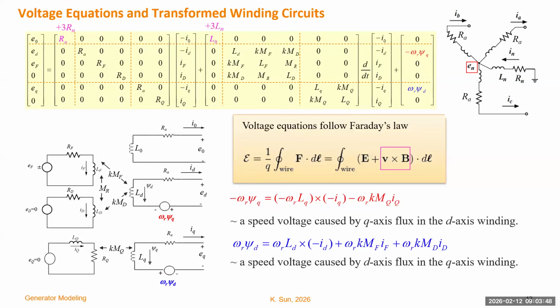Let's continue talking about the modeling for single generators. We start from these transformed voltage equations, which can be categorized by an equivalent circuit shown here. After the Park transformation, we have the D axis, Q axis, and the zero sequence circuit.